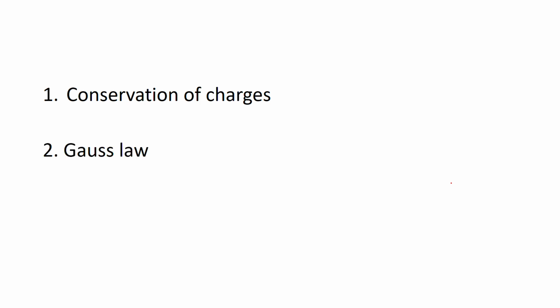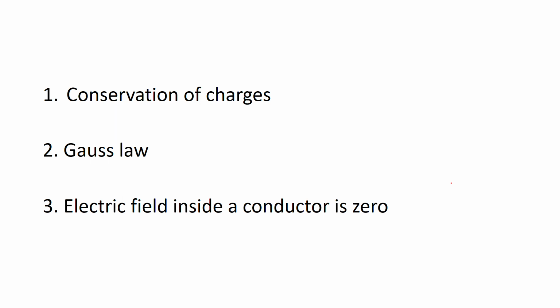Fundamentally, there are three concepts that are related to such kind of problems. First one is conservation of charges. So if there is an isolated conductor, then the total charge on that conductor remains the same, or it remains conserved. Second is based on Gauss law, and third is that the electric field inside a conductor is zero.